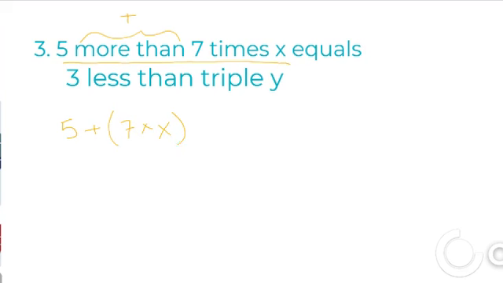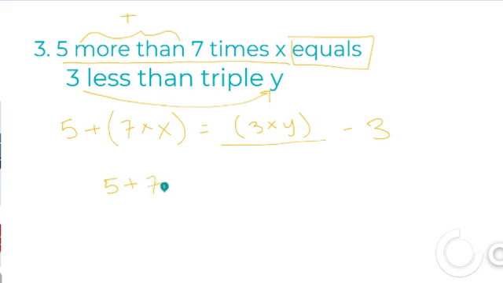Next part of this is an equal sign, equals 3 less than. So it's going to be something minus 3. And we see triple y. So we know that triple is 3 times something. So all this is referring to is 3 times y. Now if we put this all together, we get 5 plus 7x equals 3y minus 3.